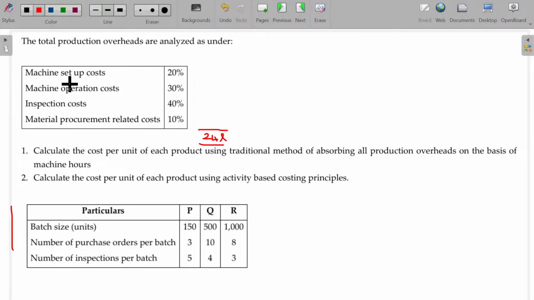The overall overhead is 24 lakhs. Out of that, related to machine setup 20%, 4.8 lakhs. Machine operation cost 30%, 7.2 lakhs. Inspection cost 40%, 9.6 lakhs. Material procurement related cost 2.4 lakhs. Calculate the cost per unit of each product using the traditional method. We have already completed that. Calculate the cost per unit of each product using ABC. I am supposed to calculate that here.